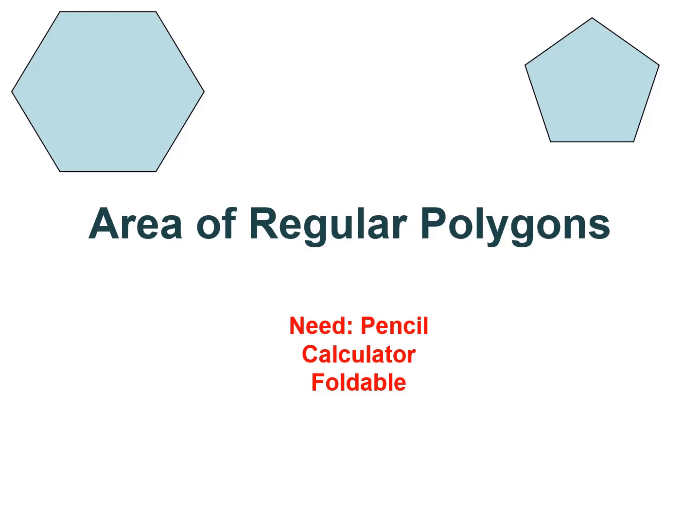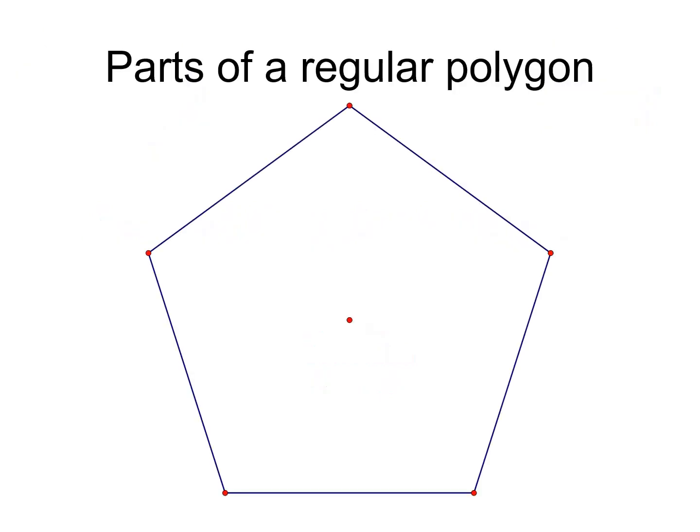So what you're going to need is a pen or a pencil, a calculator, and your foldable if you have it. And remember, if you don't have a foldable with you, you should be writing these notes directly into your notebook. But I do have a foldable if you are provided with one. With that, let's get started.